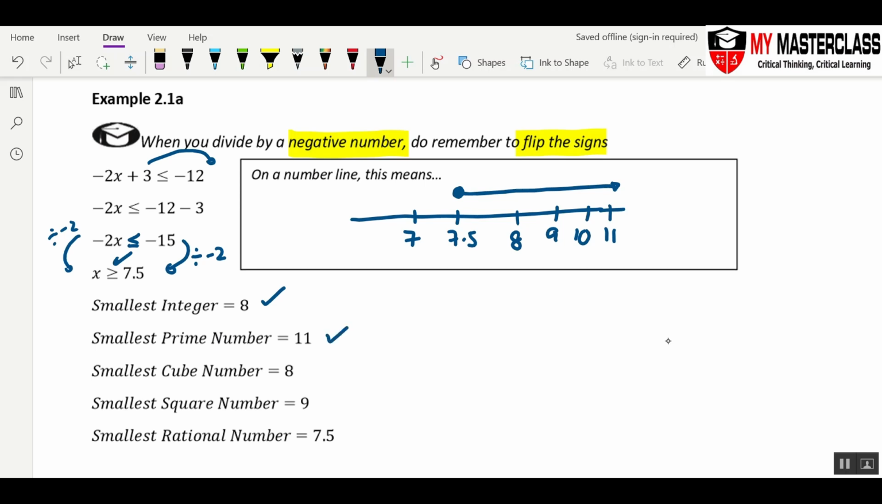The smallest cube number is 8. What are all the cube numbers? 1 cube is 1, 2 cube is 8, 3 cube is 27 and so on. The next square number is 9. Everything is on the right side of 7.5, and the smallest rational number is 7.5 because 7.5 can be represented as 15 over 2, which is a fraction, so that's why it is a rational number.